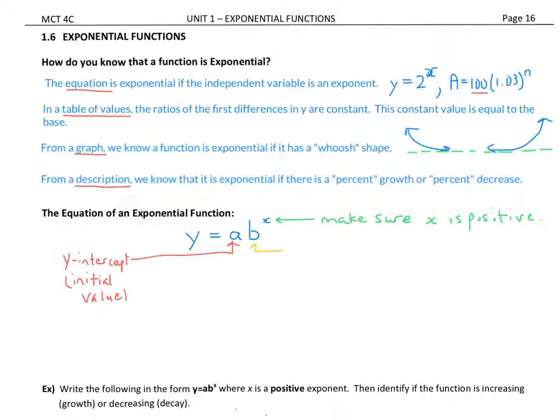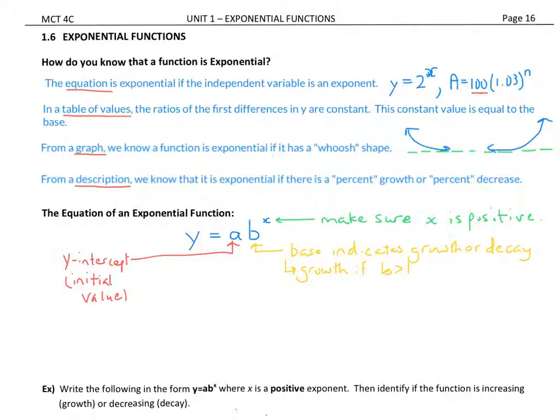Okay, let's go here. So the B, of course, is the base, and the base indicates if it's growth or decay. So B for base indicates growth or decay. Now, if that B value, and again, this is only if your X is positive, is greater than 1, bigger than 1, then you've got growth. Okay, so we'll put in here growth if B is greater than 1.